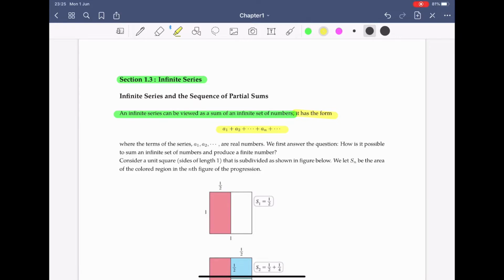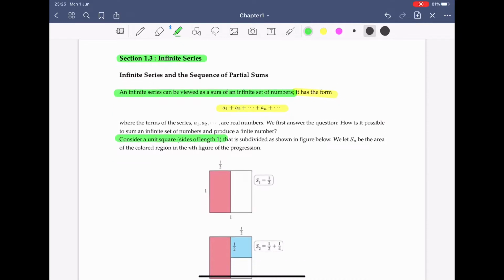Now you may have a question: is it possible that we sum infinite times? The answer is yes, we can. Let's look at an example here. Let's suppose that we have a unit square and both sides have length 1. Alright, let's look at the picture here. What we have is a unit square, and both sides have length 1.